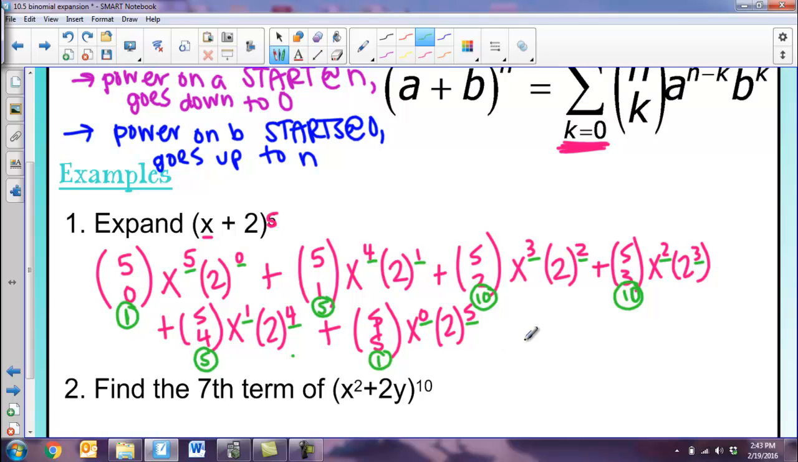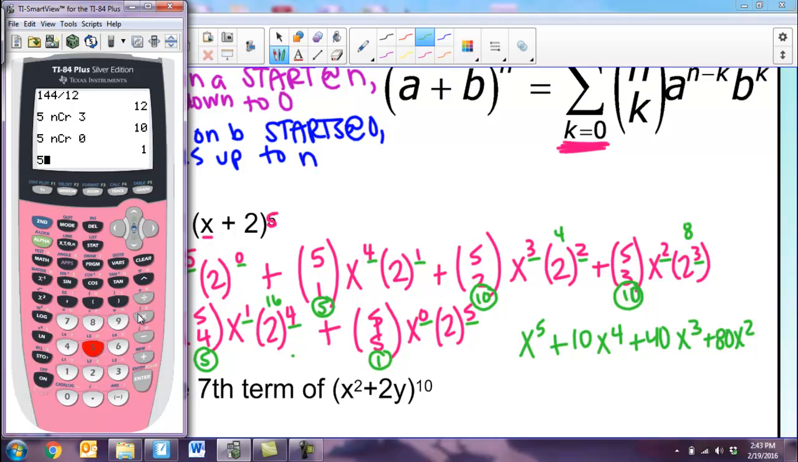So my first term is just going to be 1 times x to the fifth. My second term is 5 times 2, so 10. 2 squared is 4, so I'm going to take 10 times 4 is 40. 10 times 2 cubed, that's 8, so I'm going to have 80. I keep running out of space. 2 to the 4 is 16. So 5 times 16 is, I don't know, I'm not that great at arithmetic apparently. 5 times 16 is 80.